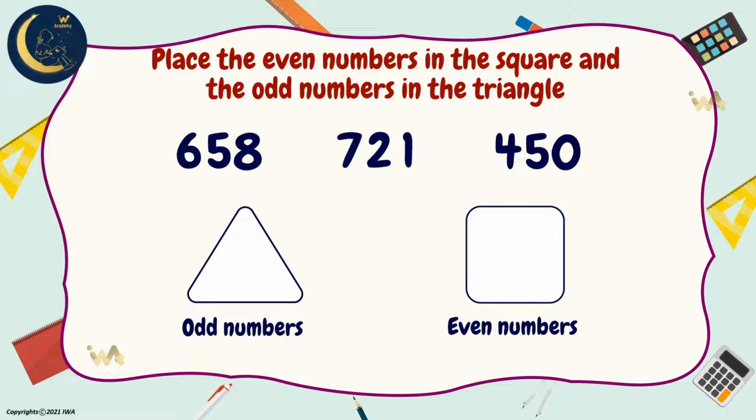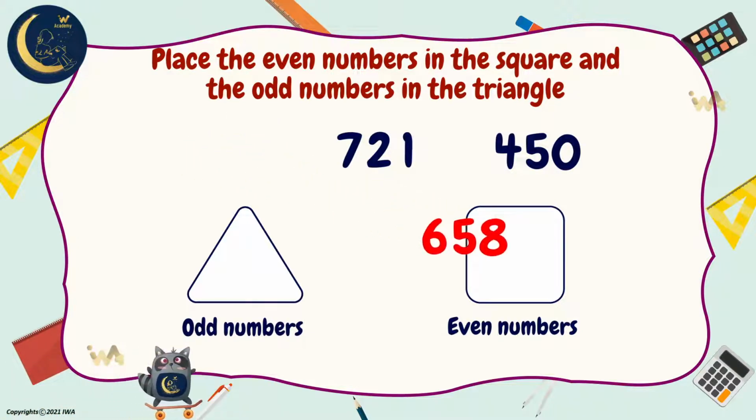The first number is 658. Is that an even number or an odd number? How do we find out? Correct. We need to look at the ones place, which has an 8. Is 8 an even number or an odd number? You guys are doing great. It's an even number. So 658 is an even number, so we will put it in the square.